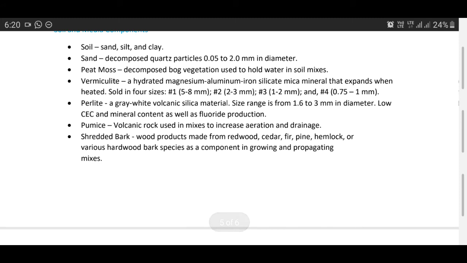Perlite: a gray white volcanic silica material. Size range is from 1.6 to 3 millimeters in diameter. Low cation exchange capacity and mineral contents as well as fluoride production. Pumice: a volcanic rock used in mixes to increase aeration and drainage. Such material is also used as a part of the soil media.